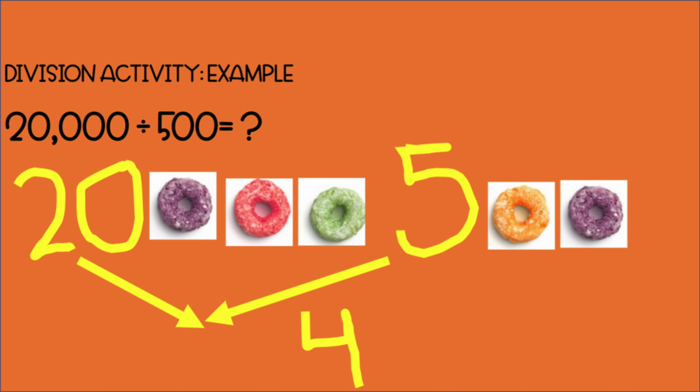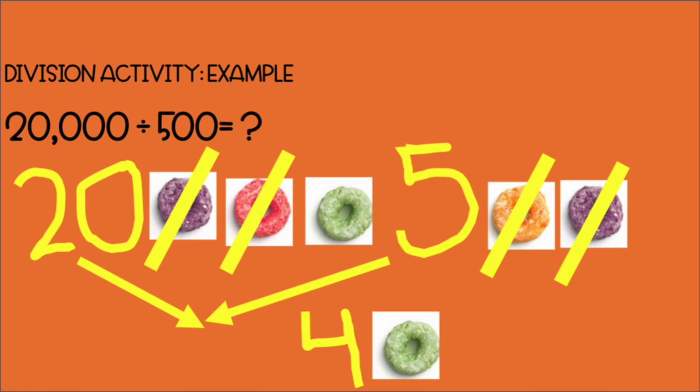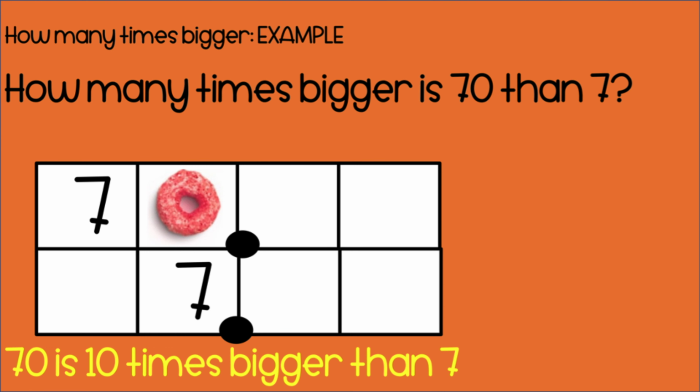Let's try this first example together. 20,000 divided by 500 equals what? I cross off the zeros by eating them, and my answer here is 40. We can do the same thing with these questions. How many times bigger is 70 than 7? Again, use your Fruit Loops for your zeros, and you can see how many times do I have to move that 7 over? 1 time, so my answer is 10.